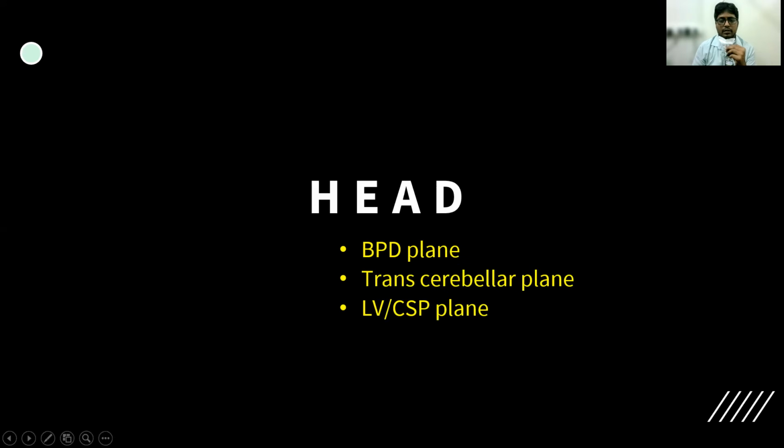In the head, there are 3 things that we have to remember according to the rule of 3. The first is the biparietal diameter plane, and then the transcerebellar plane, and then the left ventricle cavum septum pellucidum plane. Three things, three planes we have to take images from.